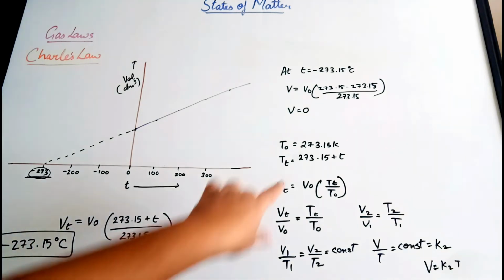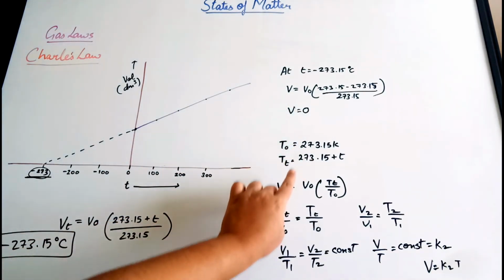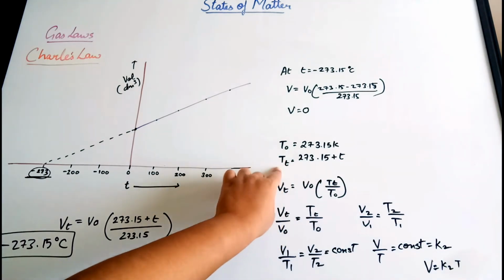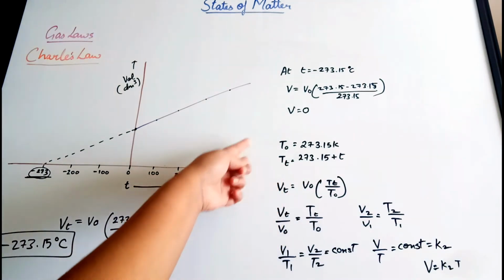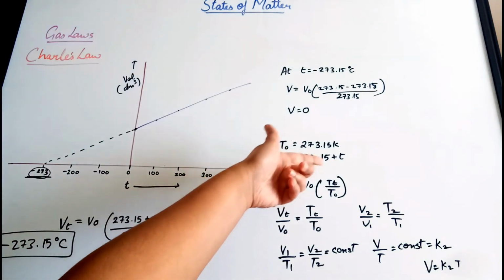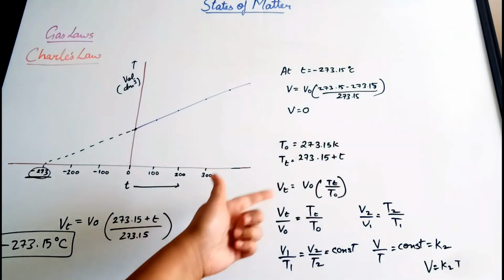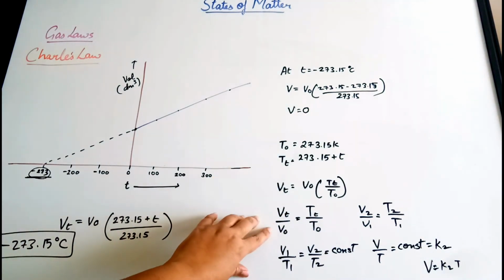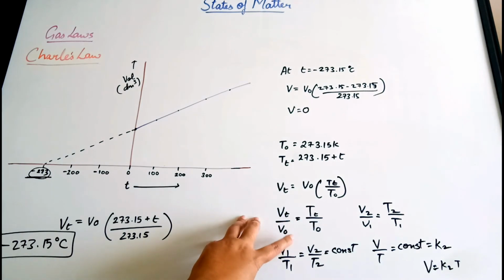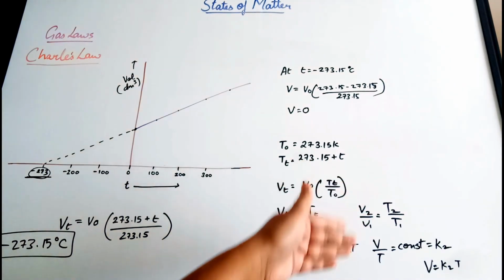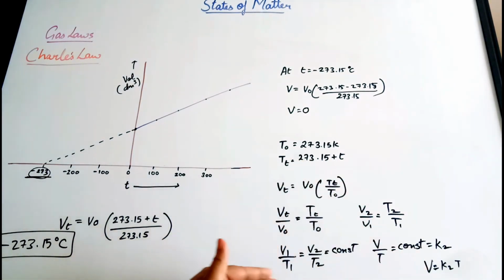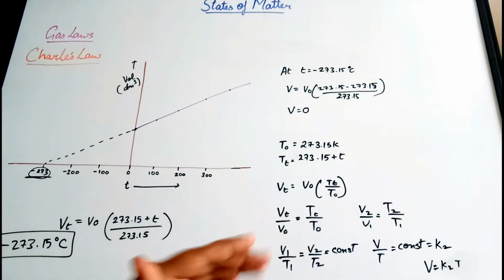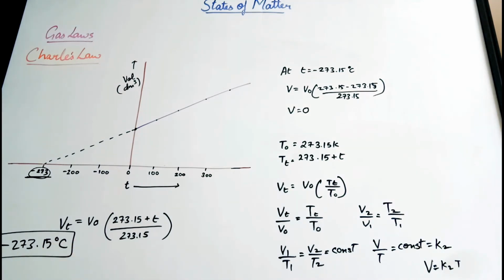Oh, 1 minute. At T0, the value is going to be 273.15 Kelvin, and then we are basically taking Tt at a particular temperature T as 273.15 plus T. So we are basically substituting these two values in this equation. That's where we got the relation Vt by V0 equals Tt by T0. Now this can be written as V2 by V1 equals T2 by T1, or V1 by T1 equals V2 by T2, and V by T is a constant K2. So V equals K2T.